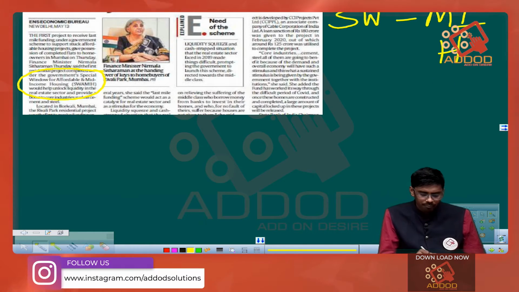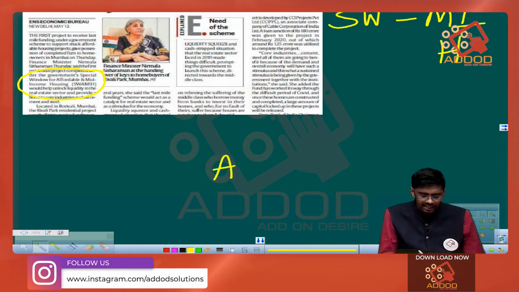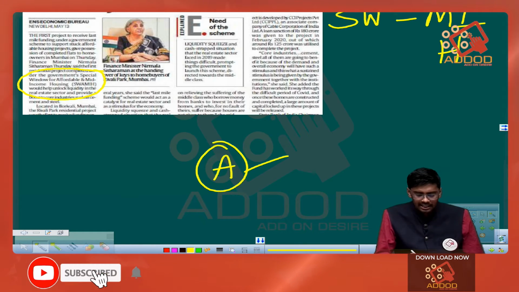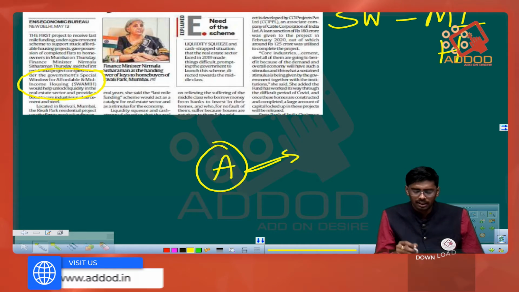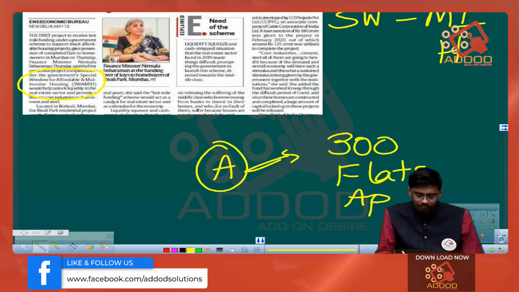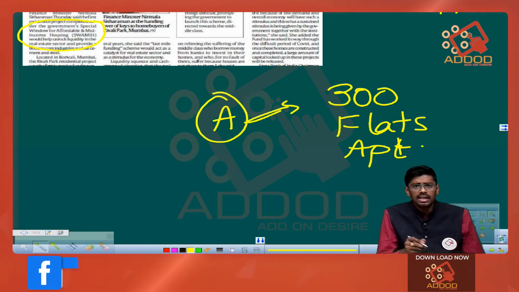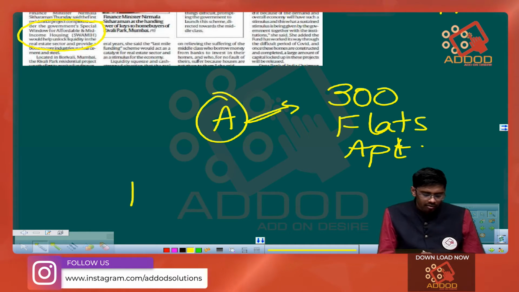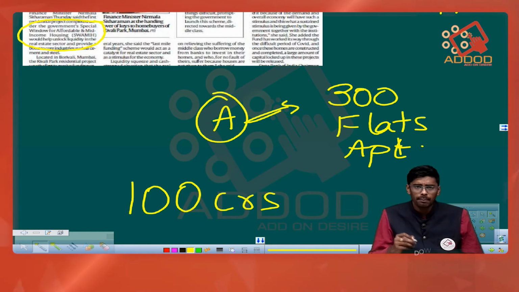So let's say there is a real estate firm A, and this real estate firm has started construction of 300 flats apartment. So they started a 300 flats apartment in a city, and let's assume that this real estate firm would need 100 crores to construct this 300 apartments flat.